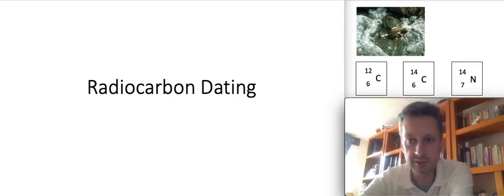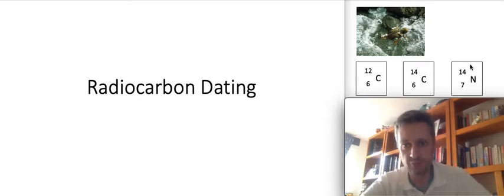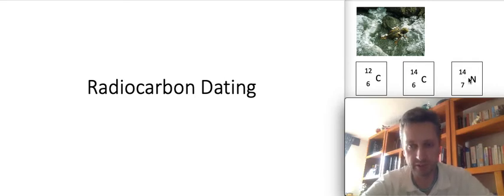Above my head, you can see the different forms or isotopes of carbon. This is normal carbon, carbon 12. This is radioactive carbon, carbon 14. These two are isotopes of carbon. This is the radioactive isotope. And this is nitrogen, normal nitrogen. Radioactive carbon is formed from normal nitrogen. I'll explain that process in a minute.